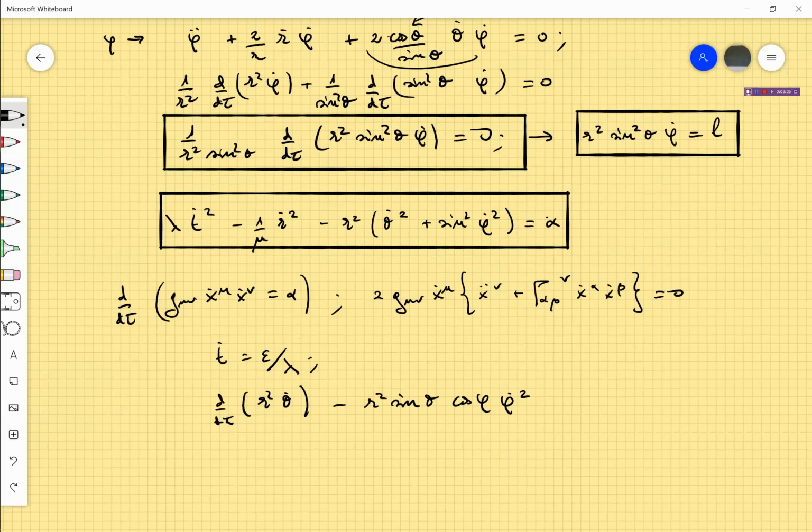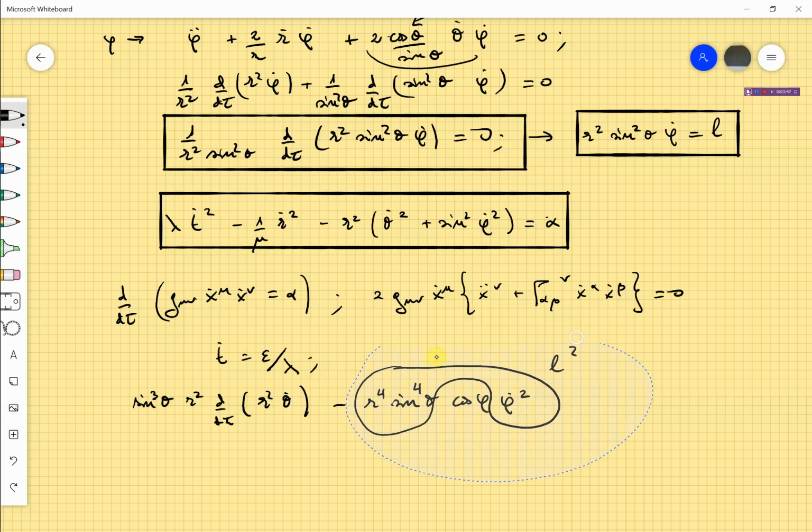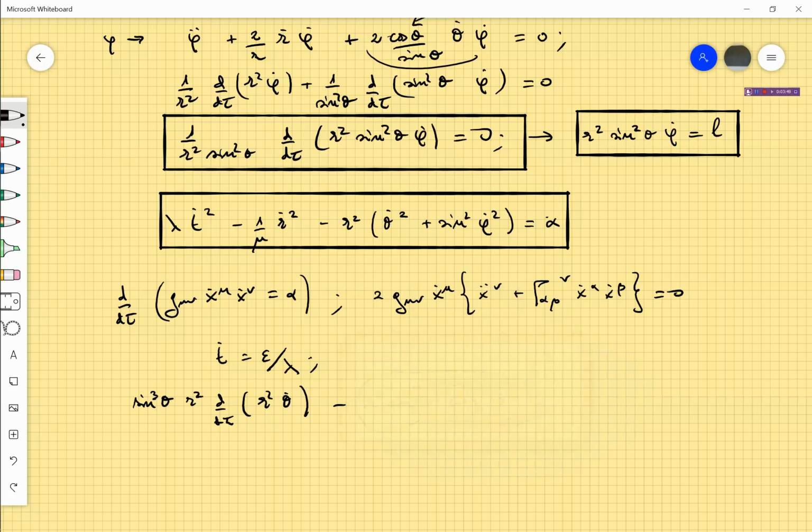Clearly, if I multiply, I could replace this phi dot squared by L. If I have one more power or two more powers of r, so this becomes r squared, and I need sine cube theta, so I have sine 4 theta, and then all this can be replaced by L squared. Okay, so I delete everything and I replace this by cosine phi L squared equals 0, and typically we write this with r squared sine squared theta. This is the second equation.